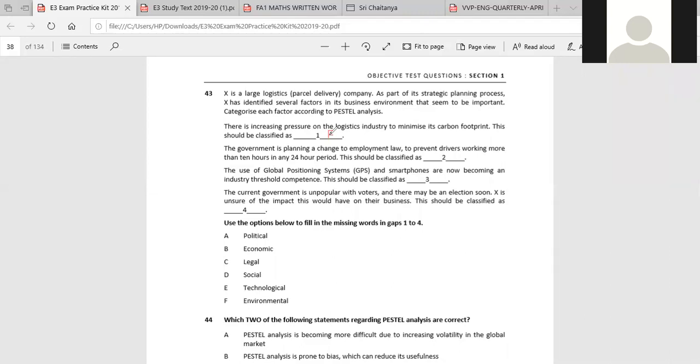The government is planning a change to employment law to prevent drivers working more than 10 hours in any 24-hour period. This should be classified as. That's right. C is the right answer. So it's legal. The use of global positioning system and smartphones are now becoming an industry threshold competence. This should be classified as.